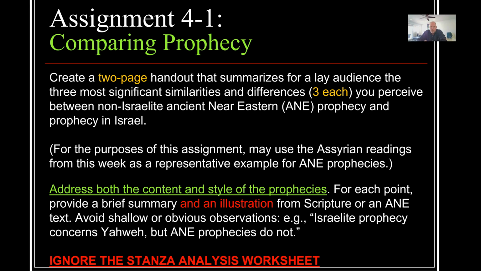The key for assignment 4.1 was not to use the stanza analysis, but to just go ahead and write a paper, which so far on the ones I've graded, everyone has. You were to create a 2-page handout or 2-page paper that summarizes for lay audiences the 3 most significant similarities and differences you perceive between non-Israelite ancient Near Eastern prophecy and Israelite prophecy. So for this paper, it was exactly that. Did you give me 3 examples of ancient Near Eastern prophecy that was similar, and 3 examples from ancient Near Eastern prophecy that was different than the Bible?